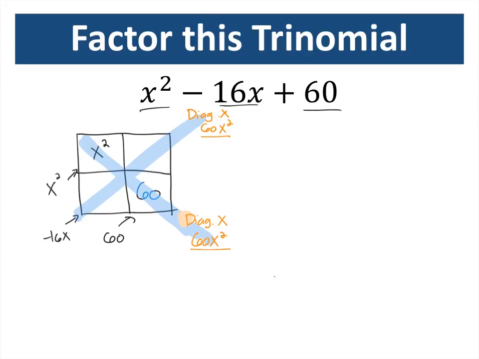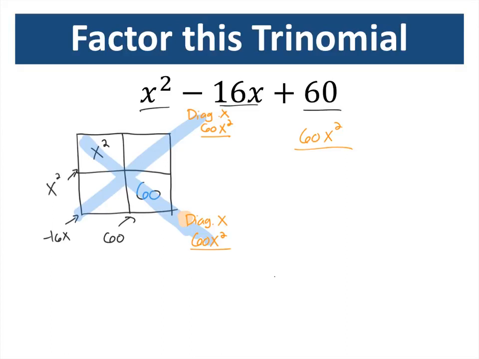Well, what things multiply to 60x squared? Well, there's a bunch. And so I recommend using a calculator and listing out all of the things that multiply to 60x squared. Well, we know that whatever two numbers they're going to be are going to have to be negative numbers because the thing that they need to add up to, like when we do division, is going to be negative 16x. So we're looking for two numbers that multiply to 60 and add to negative 16.